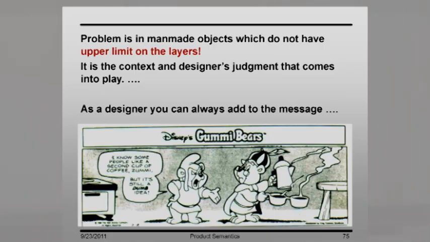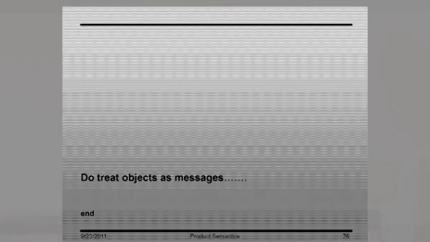Okay, so the problem of man-made objects is that they do not have an upper limit on these layers. You can go on building more and more layers, and you would find that somewhere it breaks down. And that's what one calls over-designing things, because you can always add newer messages. So there is still a tightrope walk that designers do. It's quite likely that you might simply over-design things. Yeah, so you need to balance this all the time. So do treat objects as messages, which is what has been happening since 1984.